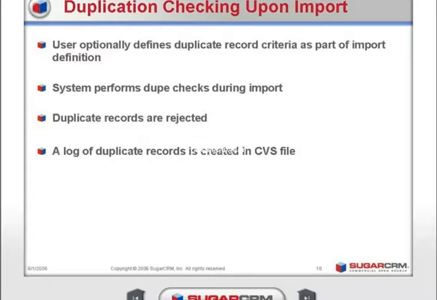Let me give an example. When you are importing a lead, you can say that, okay, if a lead with the same first name and the same last name and same state exists in the system, do not import it, and instead put the data back into a different Excel file, which I can go back and take a look at. So we will actually provide you a rule-based dupe check during import.